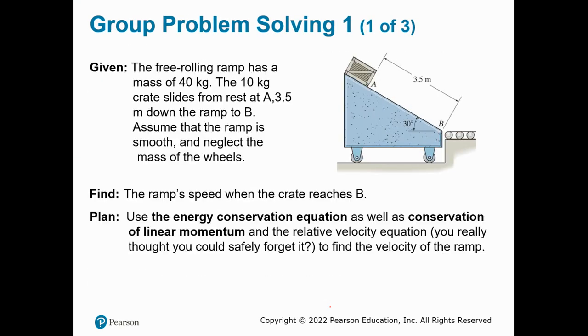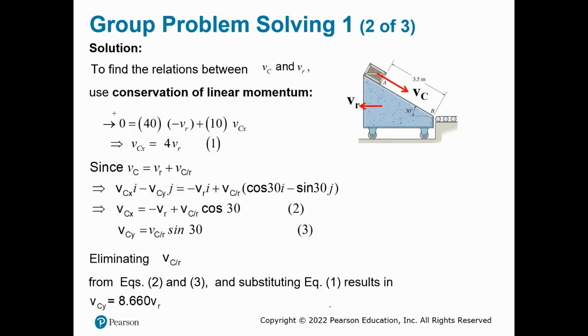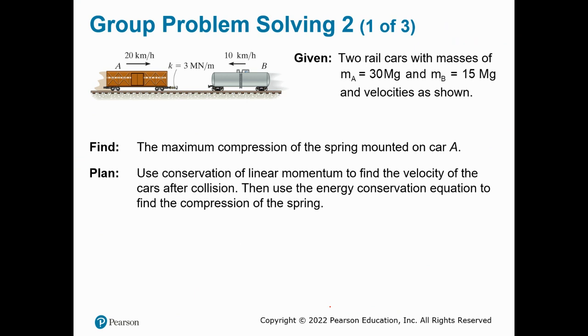I am going to skip group problem number one. It's for you to look at yourself. And I will talk about group problem number two as our last example today. The two rail cars, A coming to the right, B coming to the left. They are going to hit each other, right? They're going to have a collision. We're looking for the maximum compression of the spring mounted on car A.